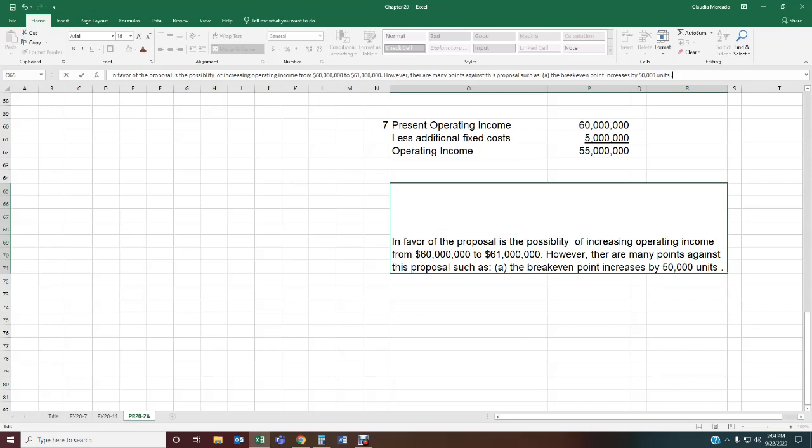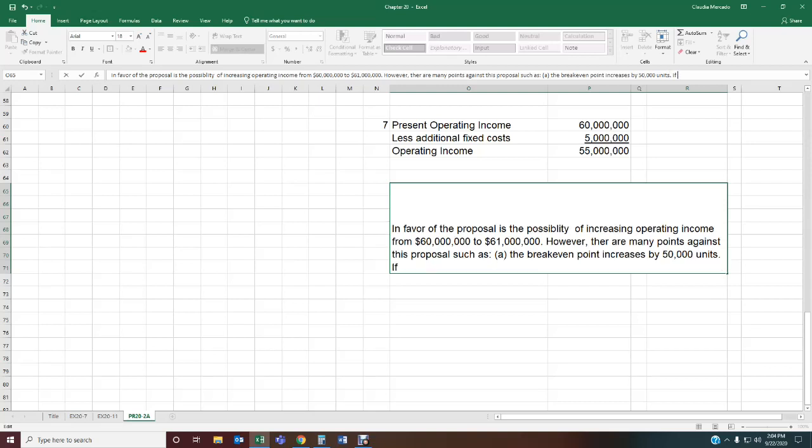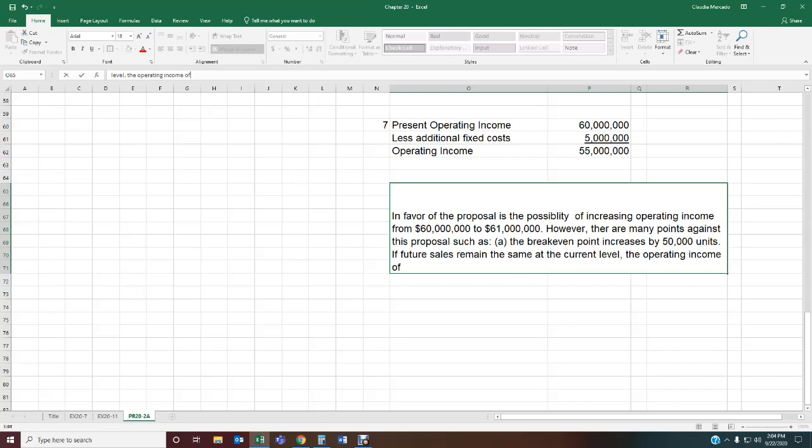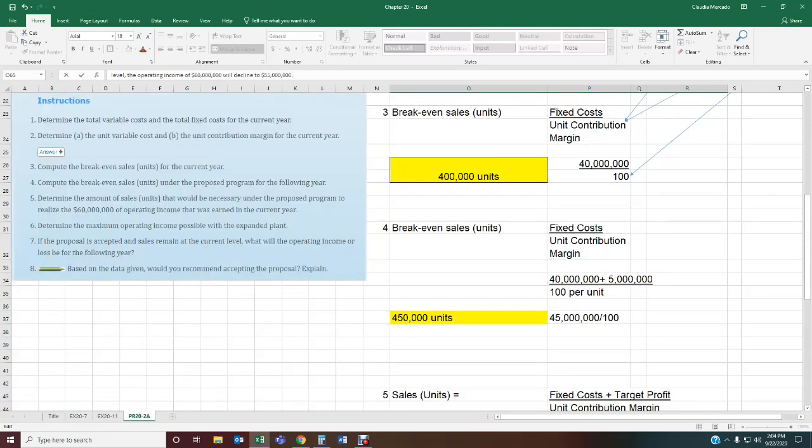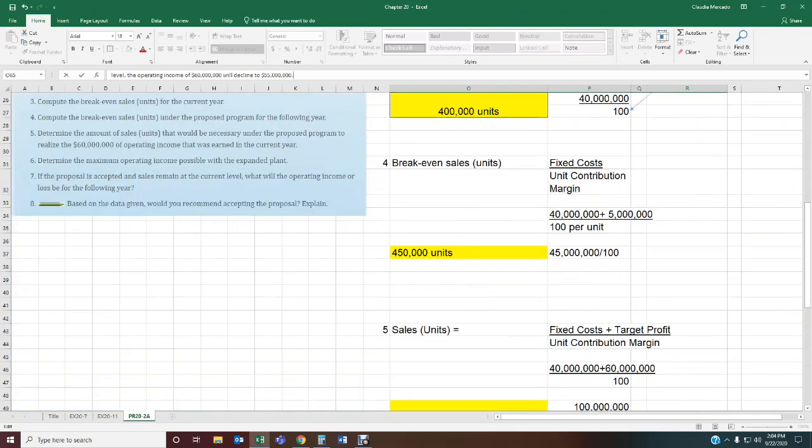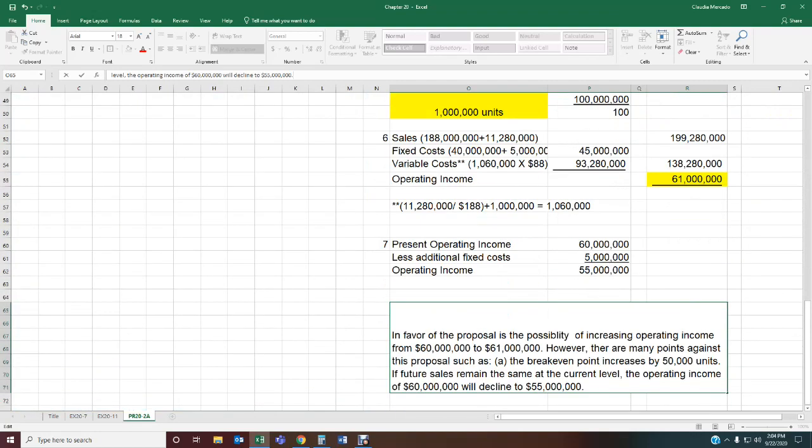If future sales remain the same, assuming that, you know what, our sales do not increase, remain the same at the current level, the operating income of 60 million will decline to 55 million. So if our sales do not go up, our operating income of 60 million is going to go to 55 million. So we're going to lose money.